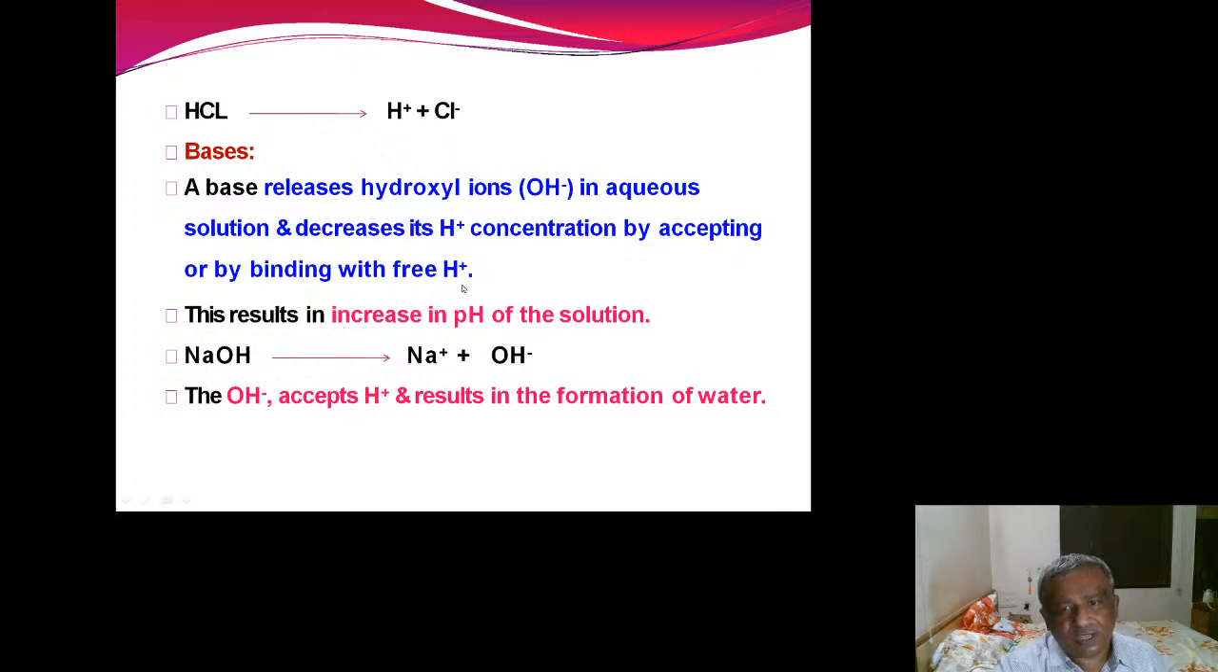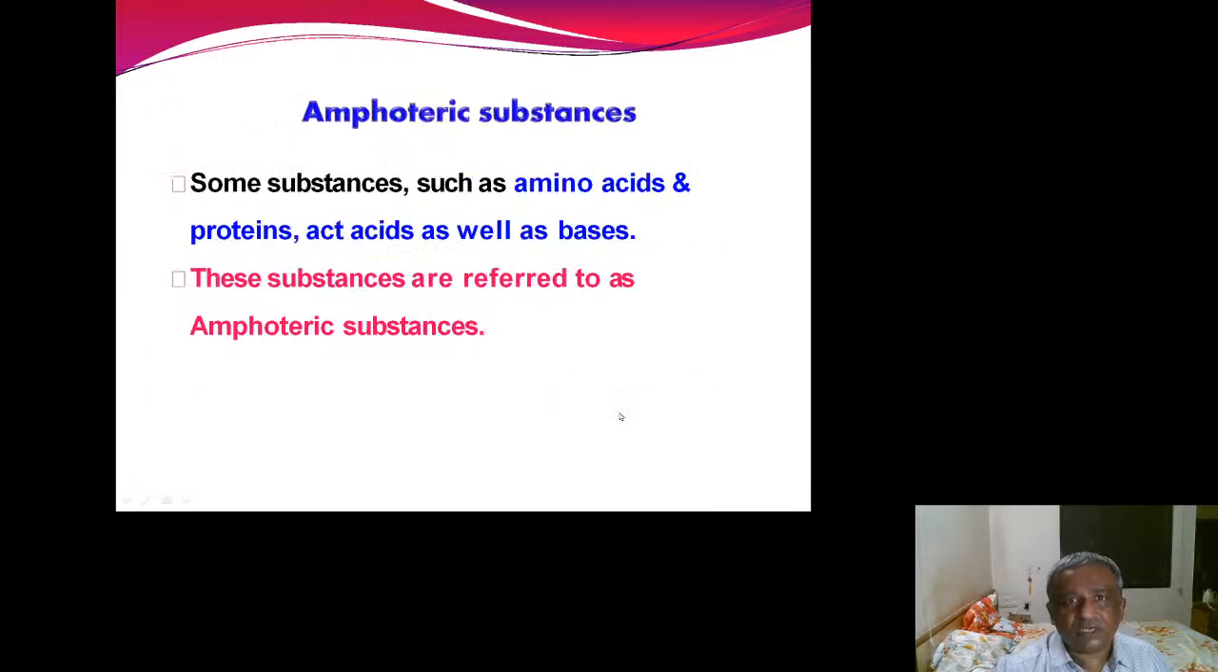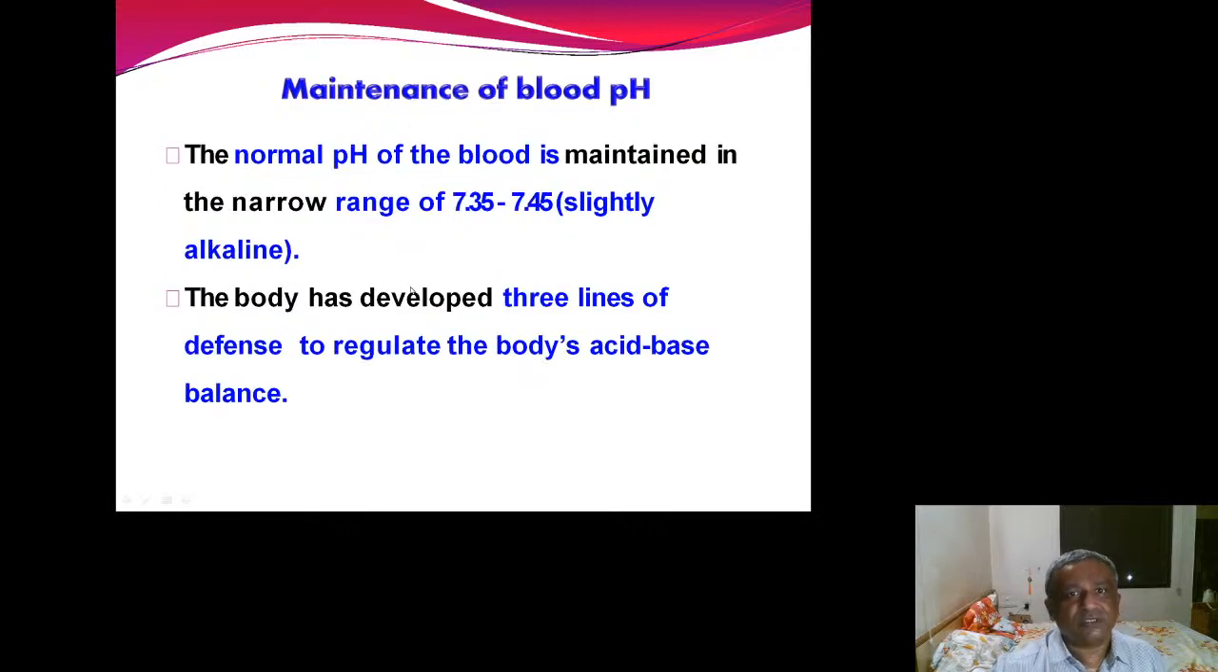This results in an increase in the pH of the solution. As the alkaline solution is there, there will be a rise in the pH. For example, NaOH gets converted into Na plus and OH minus. The OH minus accepts the H plus, resulting in the formation of H2O, that is water. Now, what are amphoteric substances? Some substances such as amino acids and proteins act as acids as well as bases according to the situation. These substances are referred to as amphoteric substances.